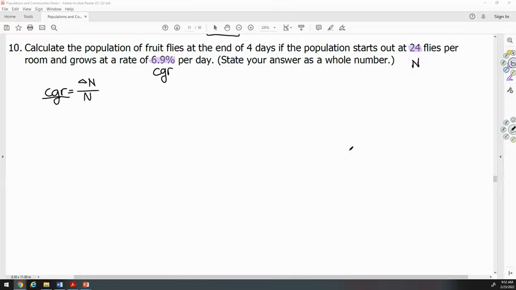The initial formula is CGR equals the change in number over the initial number. To rearrange it, we multiply the 1 times the change in number, and it equals CGR times the initial number. We need to do this 4 times to represent the 4 days that it is increasing for. So our first day, our change in number is 0.069, our CGR, times our initial number of 24 flies. We get an increase of 1.656 flies.